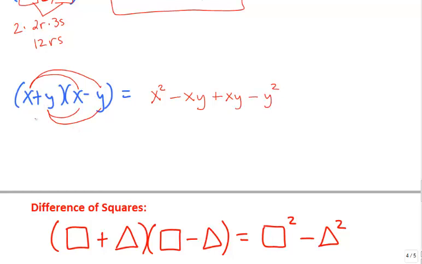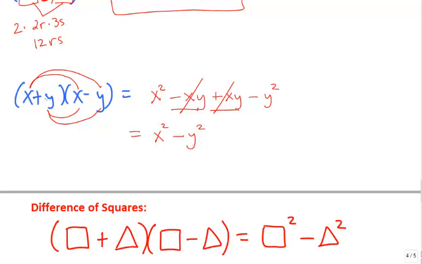Now here's the nice thing about this particular pattern. When these two things in parentheses are identical except that they have opposite signs, what happens is that this middle term and this middle term will always be the exact same thing, but they will have opposite signs as well. So when I go to combine them, I'm going to see that they cancel each other out because one is positive and one is negative. And so all that's left is the x squared term in the front and a minus y squared in the back. And so this is called a difference of squares pattern because what you're left with here is a square minus a square, a difference of two squares.